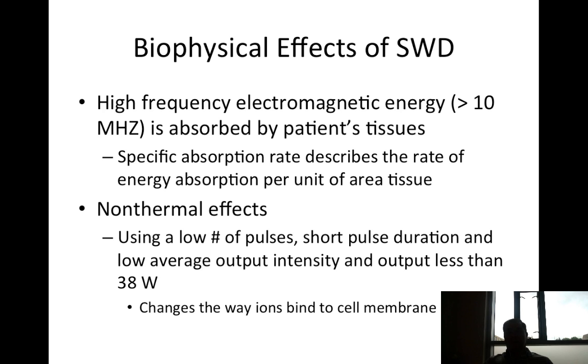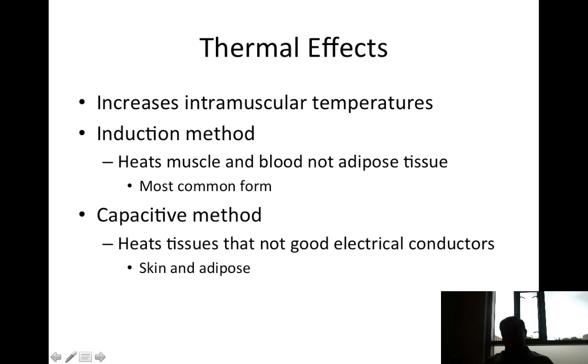So when we set up the unit, we can play with the parameters a little bit to target the tissue best. For the non-thermal effects, we use a low number of pulses, a short pulse duration, and low average output intensity, usually less than 38 watts. This changes the way the ions bind to the cell membrane and produces the non-thermal effect due to the electromagnetic energy that is absorbed.